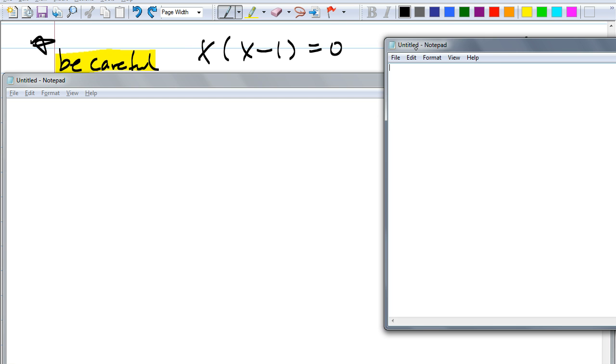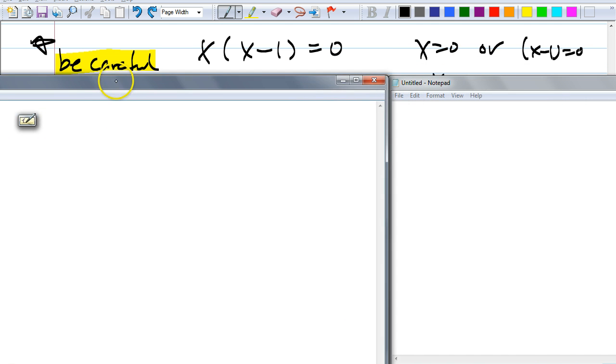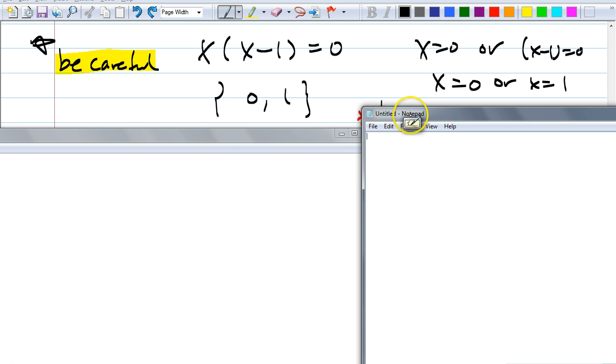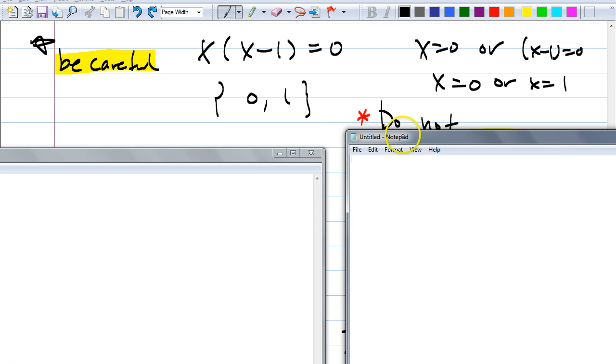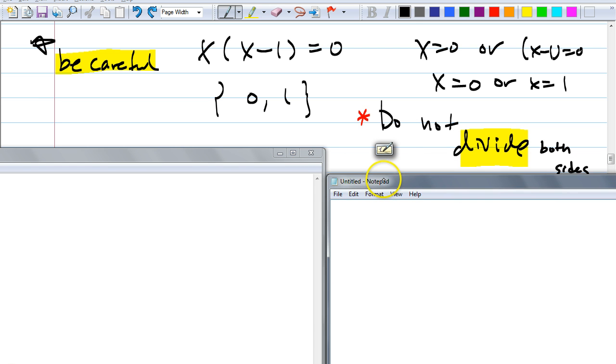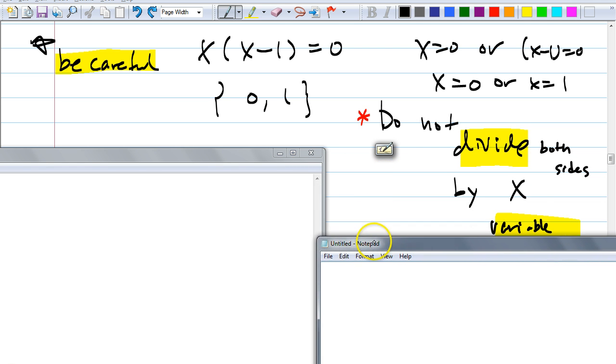When x equals 0, as you can see, 0 times anything is 0. Or what? x is 1, right? Isn't that right, guys? You could add 1 to both sides. Now, the reason why I wrote be careful is because, Gemma, I wrote this down. Do not divide both sides by x, or by any variable.